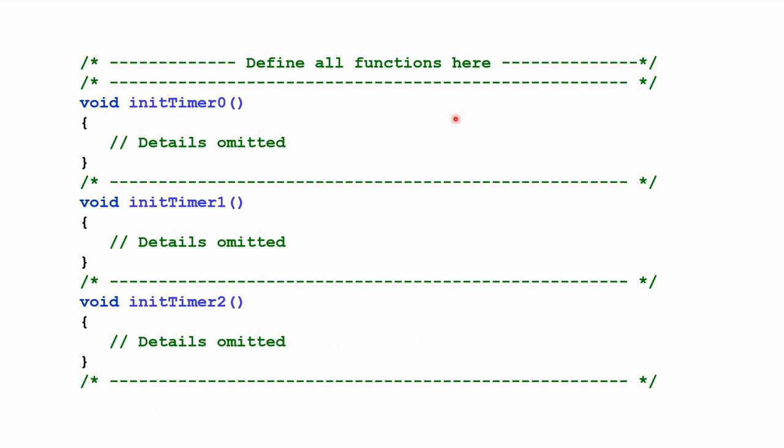And here I define the functions again, as mentioned earlier. All the details are omitted for the time being. Remember, they have 3 functions, so you need to declare or define the functions here: init timer 0, init timer 1, and init timer 2.